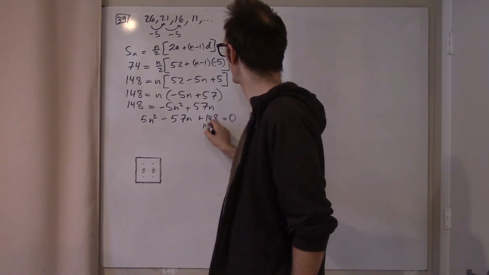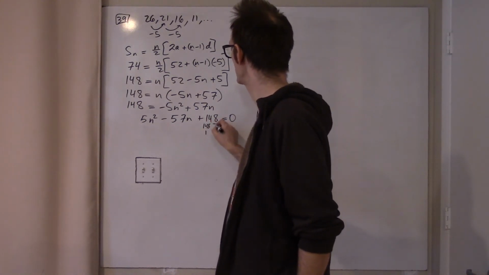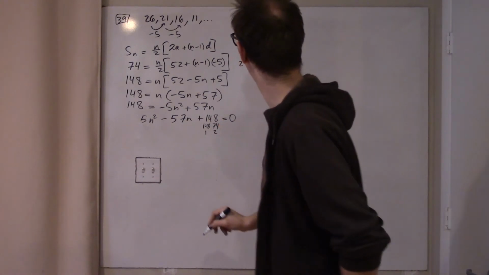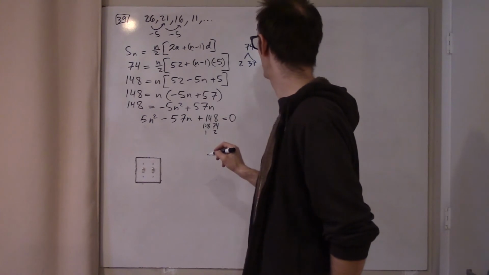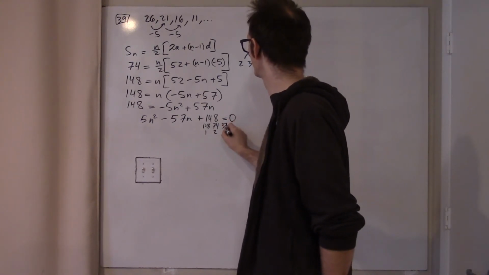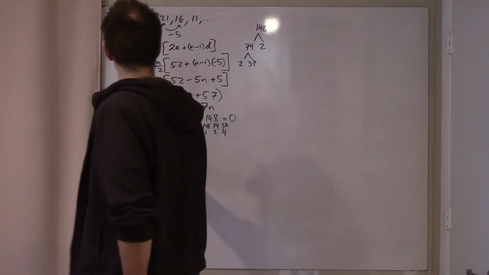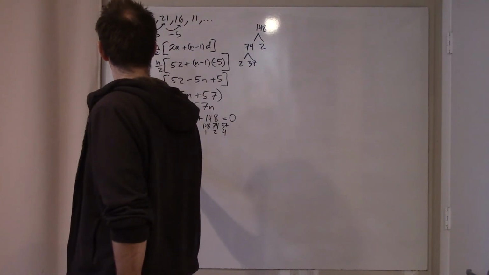There's 148 and 1. I hardly think that's going to be the right answer. 74 and 2. And then 37 and 4. That's it. Those are the only options. So actually, factoring this is not so bad.